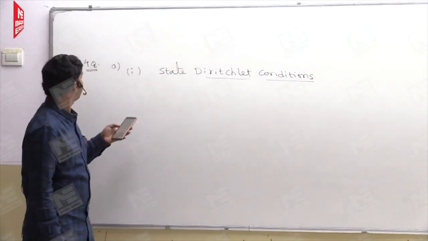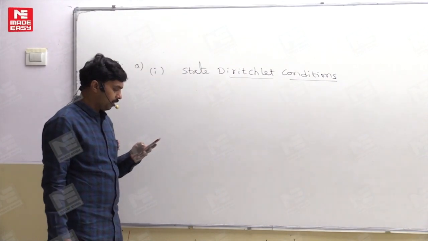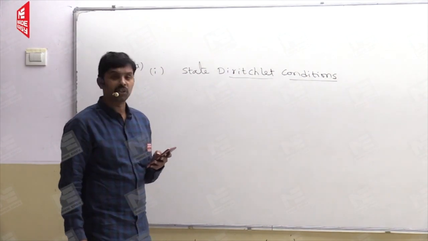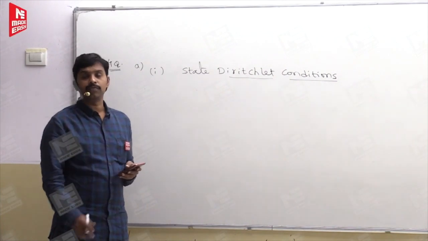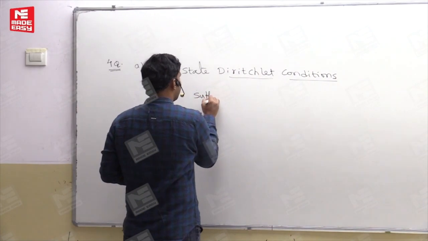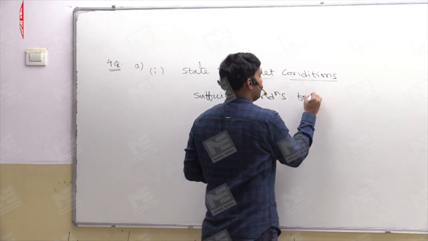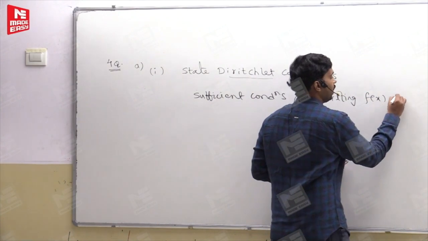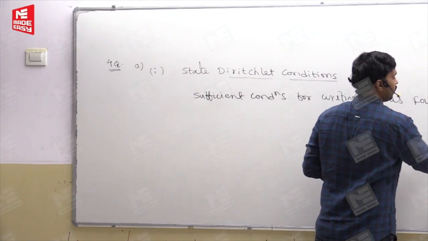Now we'll look into the fourth question here. In that, the first question asks to state Dirichlet conditions for the existence of Fourier series of a function here. See, the Dirichlet conditions for writing the function as a Fourier series are basically called the sufficient conditions, the sufficient conditions for writing the given f of x as a Fourier series in the interval.